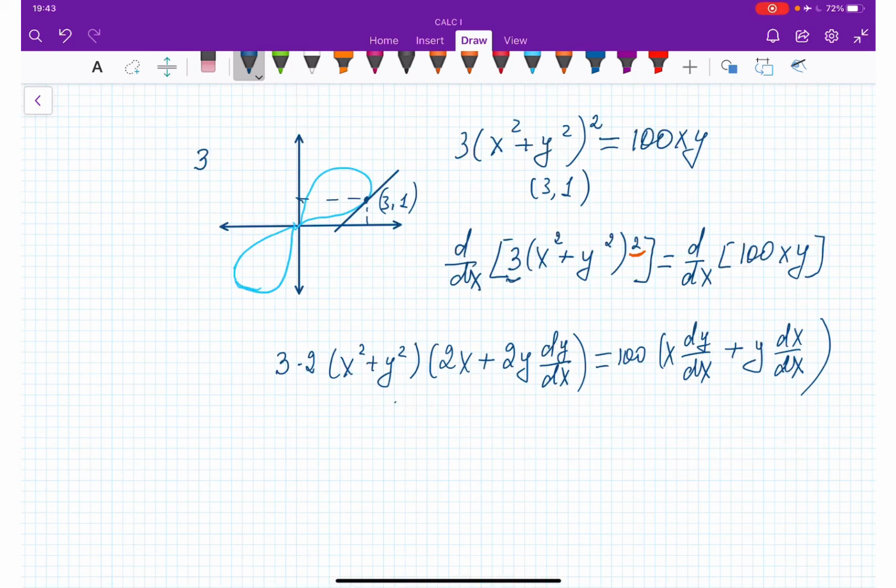From here, our goal is going to be to find dy by dx, right? Because we take an implicit derivative, which means I have to open parentheses and collect in one place dy by dx. Okay. So therefore, what is going to happen here?